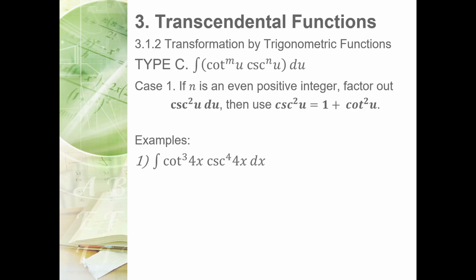So for case number 1, we go to the cosecant term. So earlier in type B, the second function is positive, right? But this time, the cosecant function is now the even positive integer exponent. So factor out cosecant squared u du because we know by fact that in derivatives, the derivative of cotangent is negative cosecant squared u du, right? And then we also have to use the corresponding identity, which is this one.